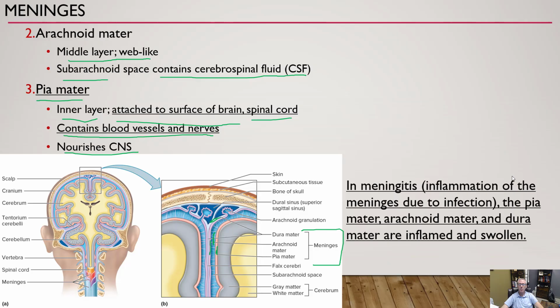Meningitis. We can have bacterial meningitis or viral meningitis. Itis means inflammation of. So meningitis is just an inflammation of one of those meningeal layers.